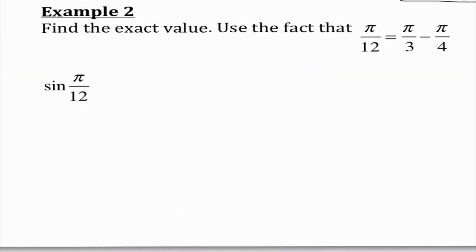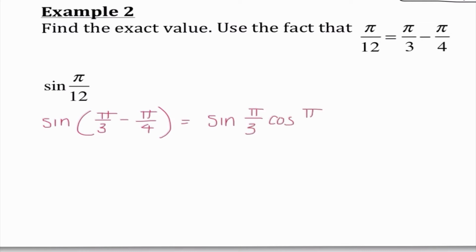Okay, number 2, this time we are working in radians, and it tells me that sine of pi over 12 is like pi over 3 minus pi over 4. So my sine value goes sine, cosine, cosine, sine. My operation in between is the same, so since we had subtraction, I am going to put subtraction.